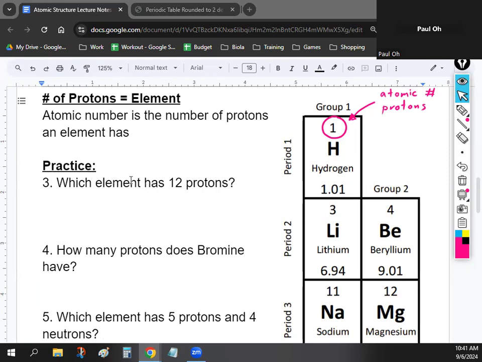Okay, which element has 12 protons and how many protons does bromine have? Just write this down in your notes.